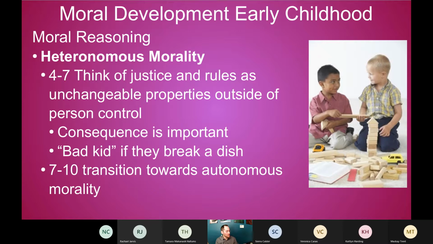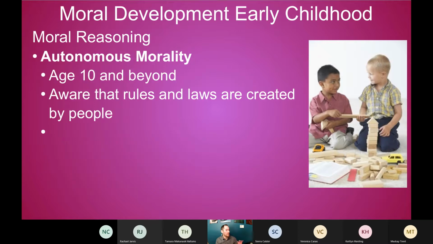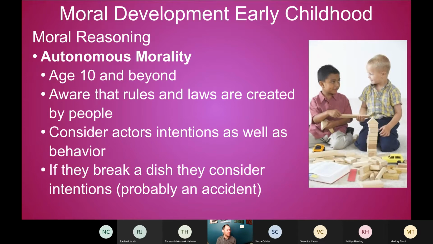So with that, as they age up, they transition more to autonomous morality, and then by age 10 and beyond, they're more aware that the rules and laws are created by people, and realizing that these rules might be in this setting, but not in this setting, that they're not a carved in stone thing, that in this situation, this is what we should do. So remember that back to moral development, these ideas of what we should do in any given situation or in interactions with people.